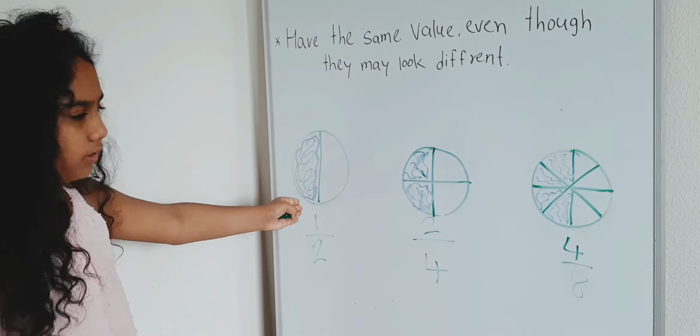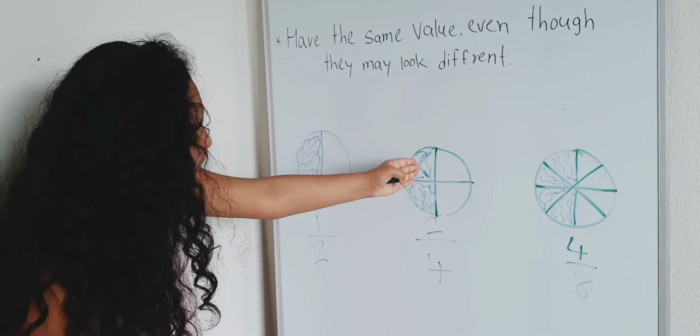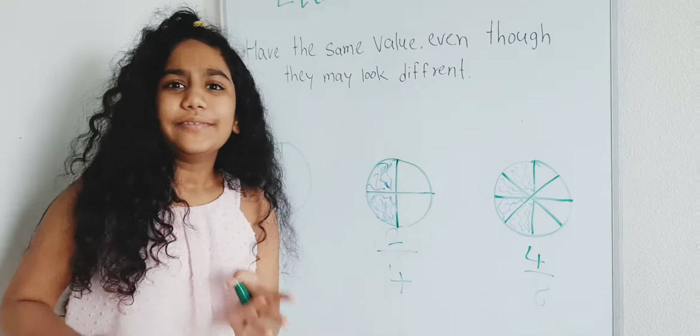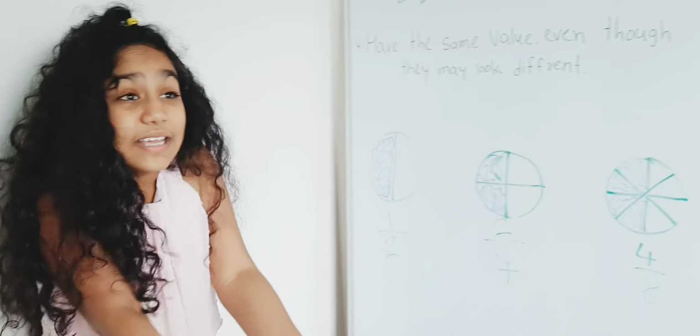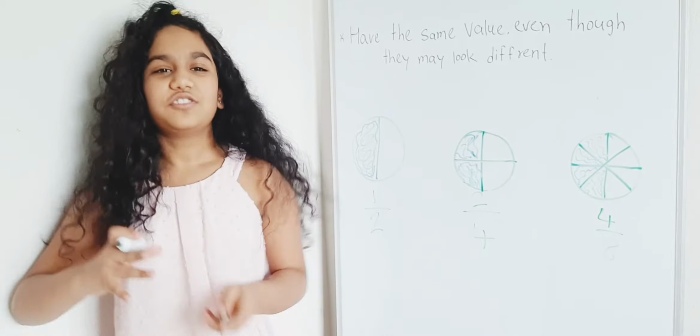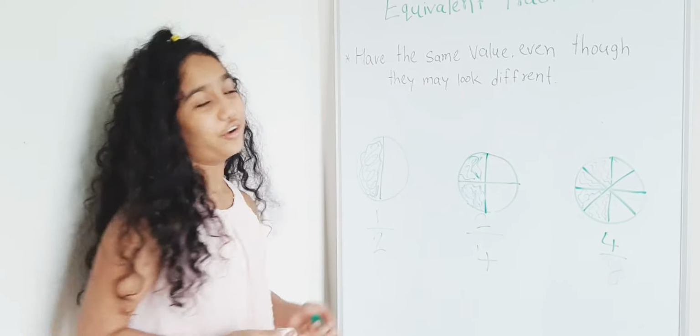One part is shaded. Another one part is shaded. One side is shaded again. Well, you might be thinking, these can be equivalent fractions. Yes, these are equivalent. If you don't believe this, let's show you.